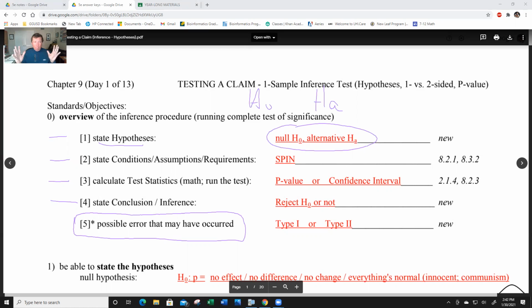H0 is just the default position. It's just kind of what is traditionally known. HA is what you're really trying to prove. In a courtroom, H0 would be innocent, because we always take the position that the person is innocent until proven guilty. HA would be guilty. You're trying to prove HA. And sometimes you don't have enough evidence to support HA, so H0 stands, okay?